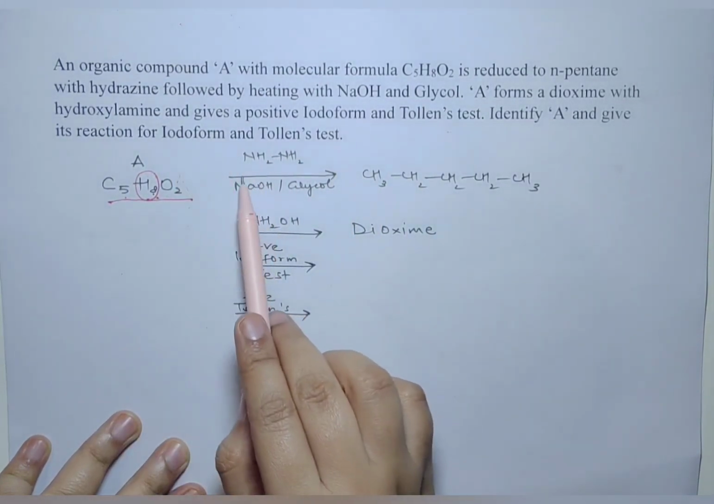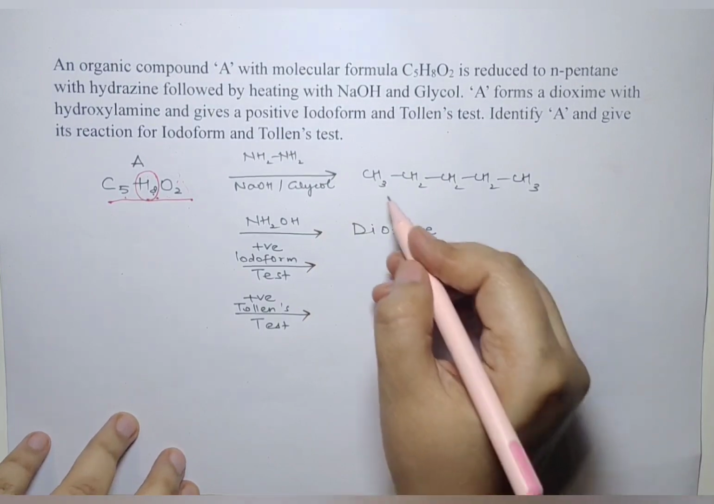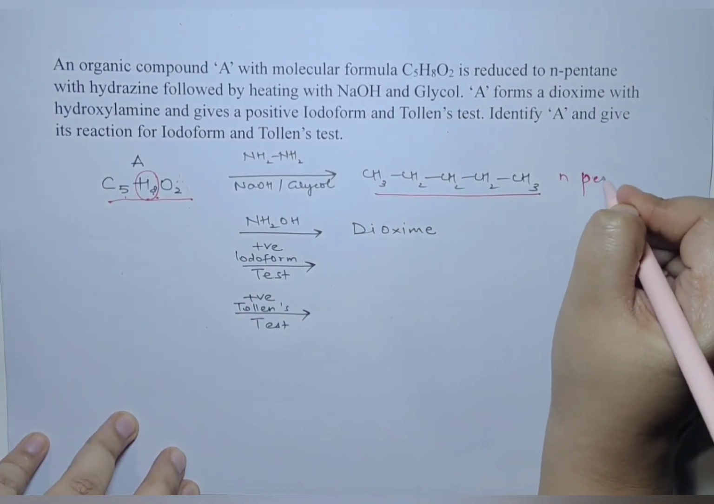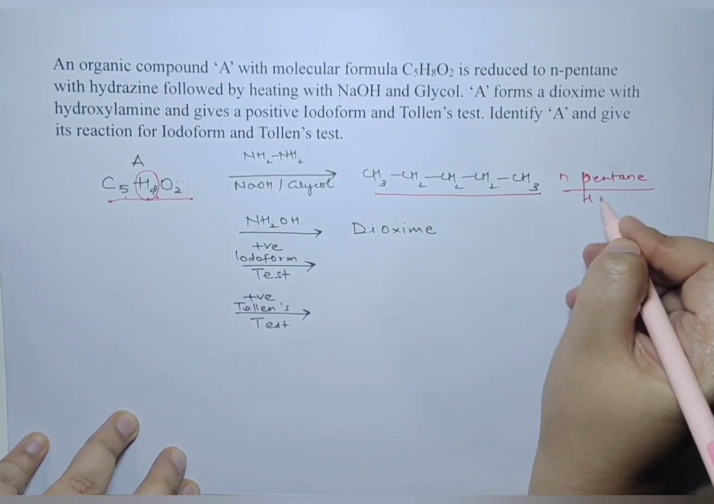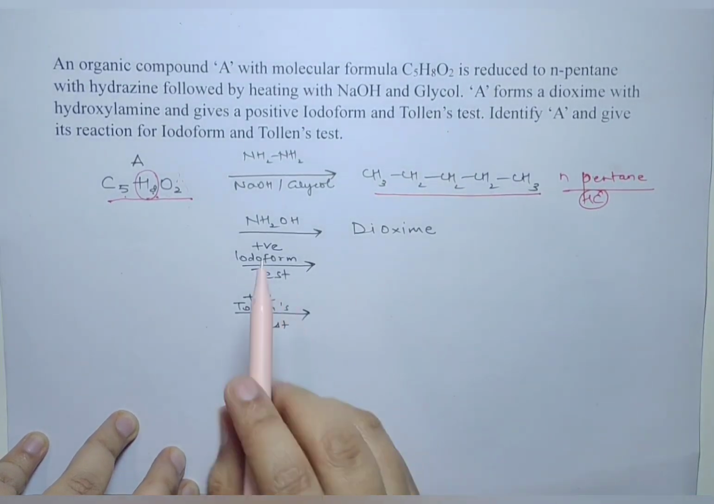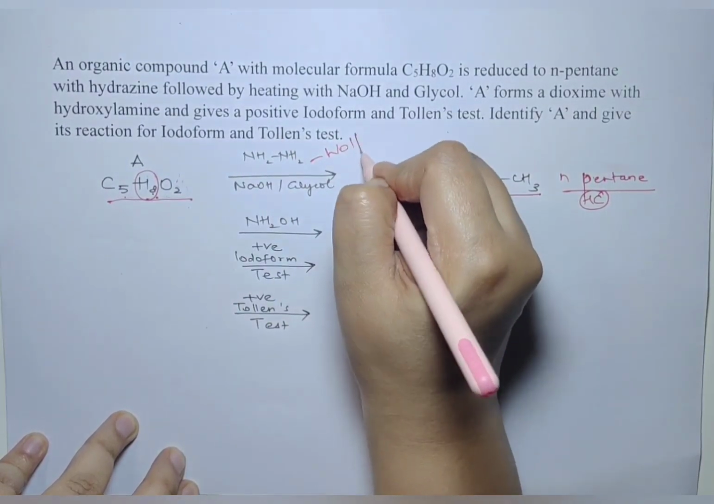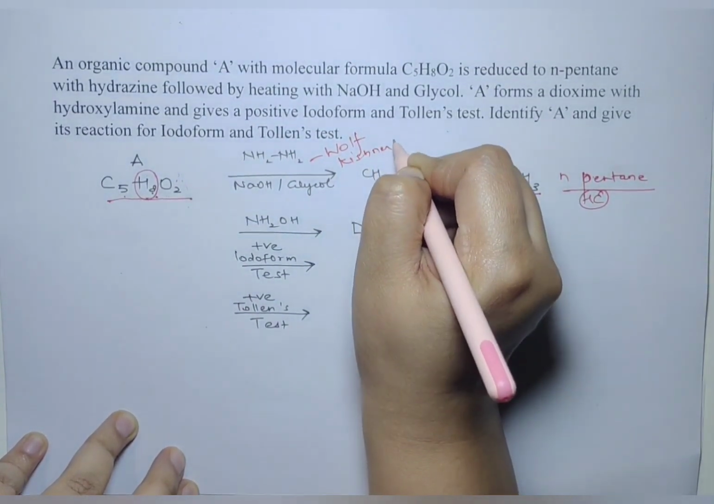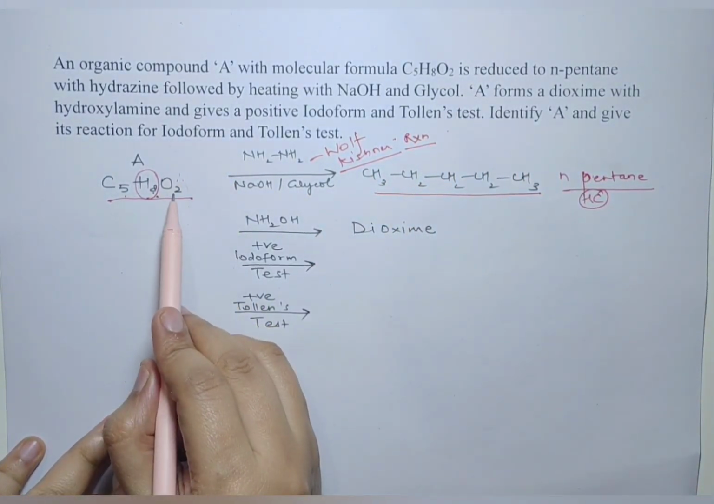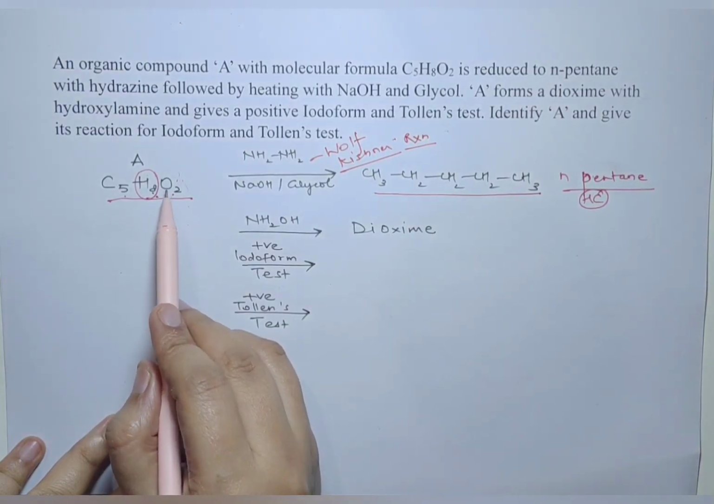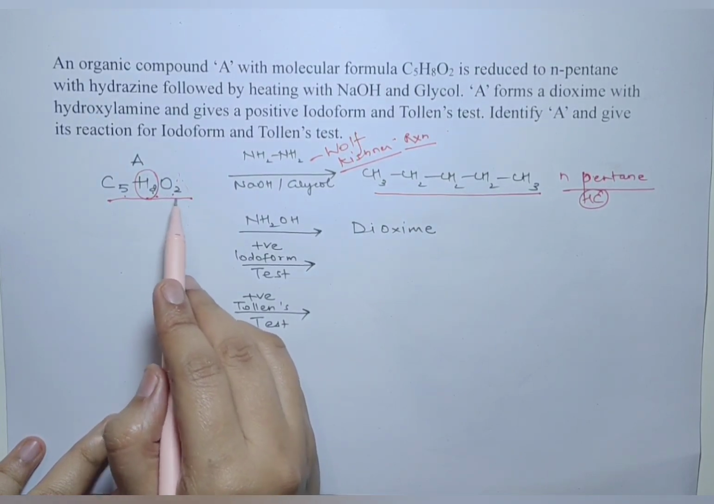So this A compound combines with hydrazine in presence of NaOH and glycol and gives you n-pentane. So if it rings a bell, it's a hydrocarbon, and hydrocarbons are produced from carbonyl compounds by the Wolff-Kishner reaction. These reagents, they are Wolff-Kishner reaction reagents. Okay, so that means it has to have a carbonyl carbon, at least 2, because there are 2 oxygens. But where are they placed? Let's see.